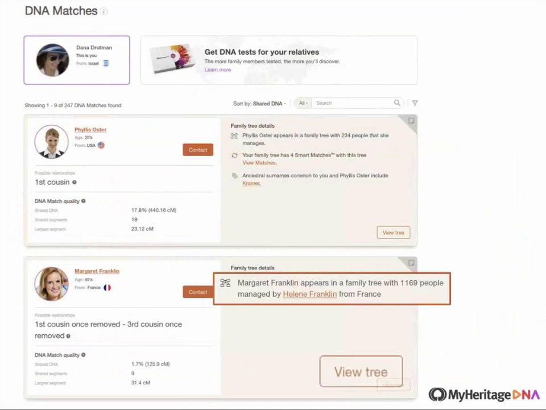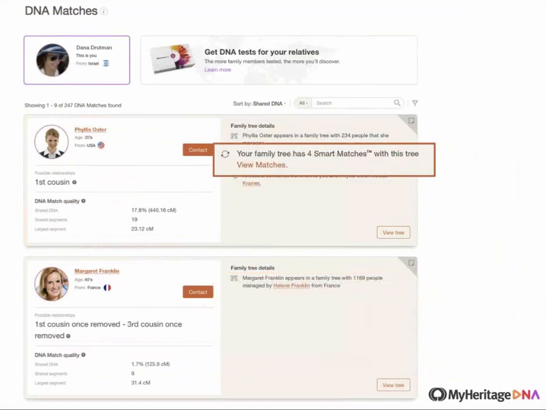Another very interesting piece of information that you can see between you and a DNA match is the smart matches. Smart matches are individuals who appear in 2 different trees but are considered to be the same person. For example, I appear in my tree, the tree that I manage, and I also appear in a tree that my cousin manages. So I'm the same individual, but I appear in 2 different trees. This is a smart match.